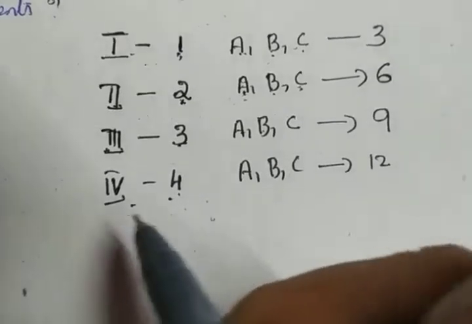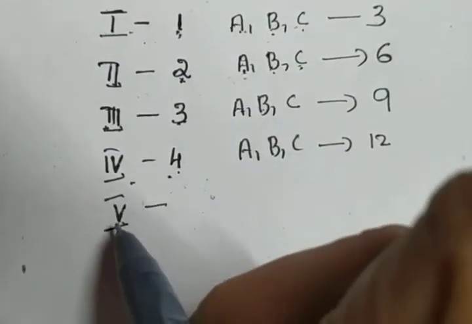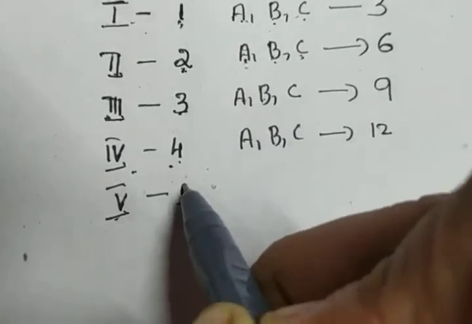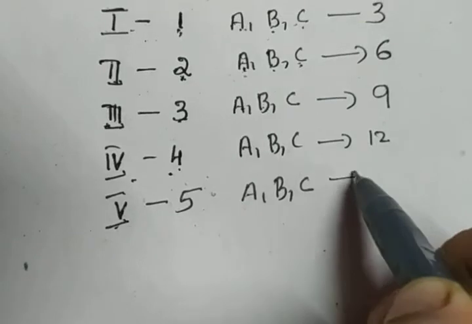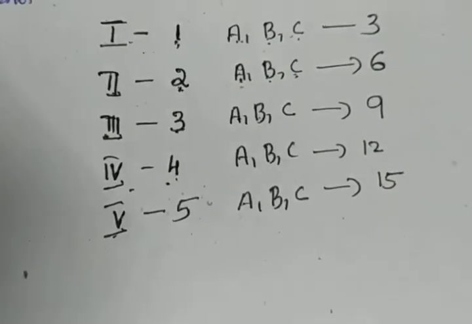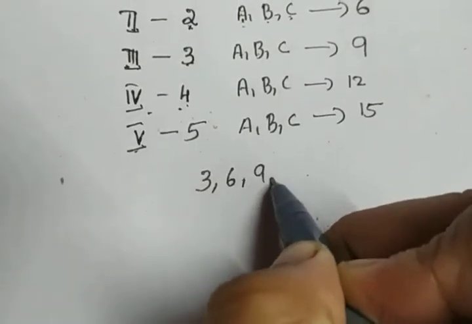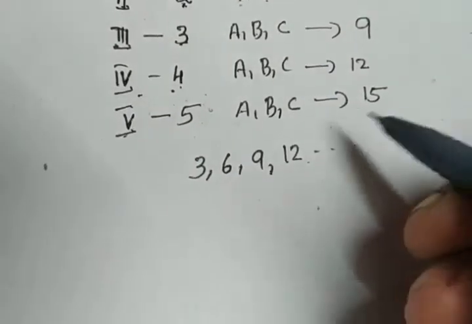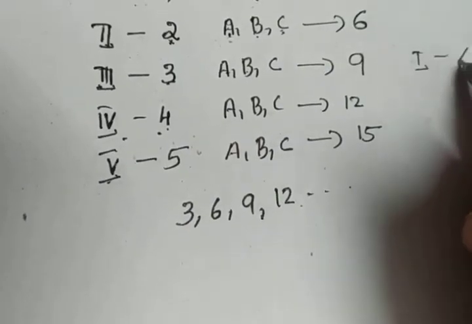So can you say what will be the number of plants planted by the fifth standard students? One section of fifth standard will be planting 5 trees, and there are 3 sections, isn't it? That means 5 into 3, 15. So what is our AP? Our AP is 3, 6, 9, 12, etc. And in the school, there are classes from 1 to 12.